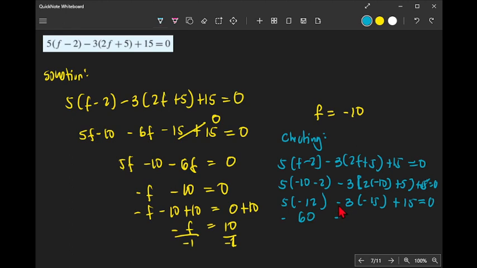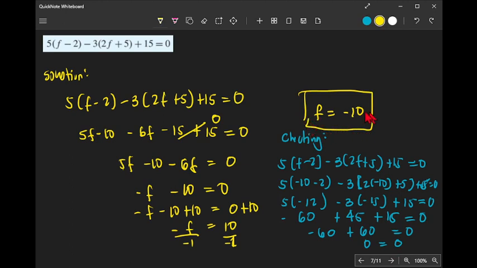Minus, oh no, plus. So negative 3 times negative 15, that is plus 45. Plus 15 is equal to 0. So 45 plus 15, that is positive 60. Then we have negative 60 plus 60, that is 0, is equal to 0. So therefore, the value for f that we have solved is correct, which is equal to negative 10.